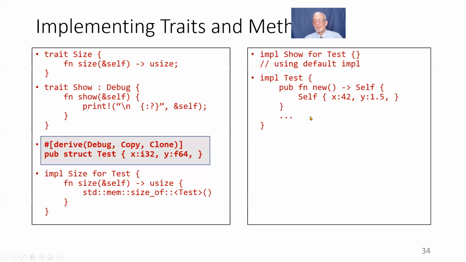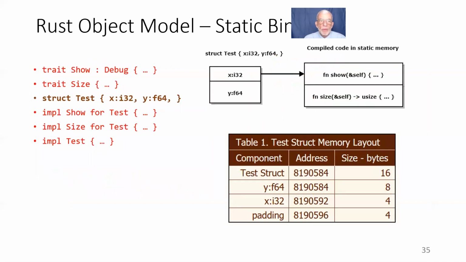All right, if you don't know why I use this 42, sometime you want to go off and read The Hitchhiker's Guide to the Galaxy. All right, so that's implementing traits and methods.